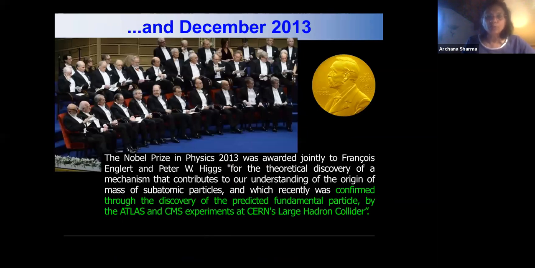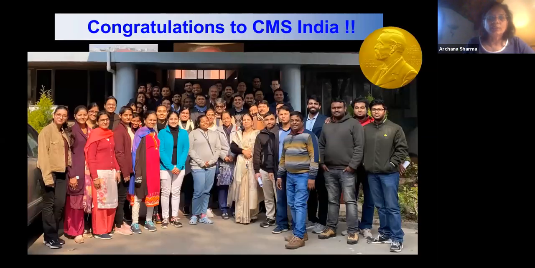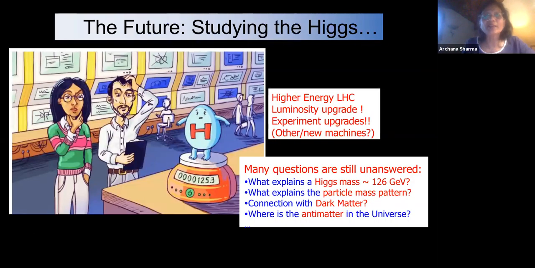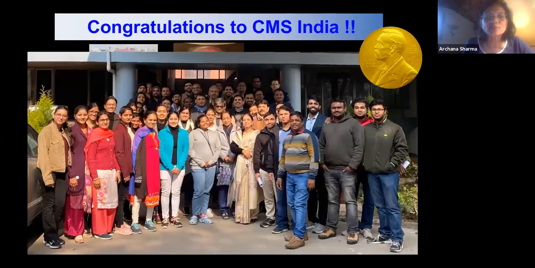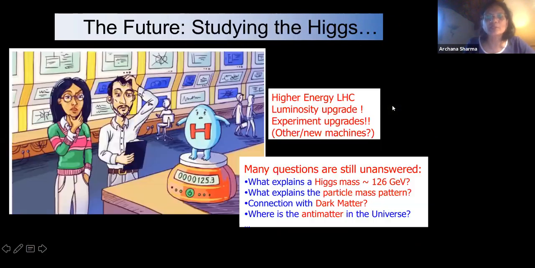And in December 2013, the Nobel Prize was given with the mention of the discovery of the predicted fundamental particle by the ATLAS and CMS experiments at CERN's Large Hadron Collider. So you see, in 1964, the equations were made, but then it needed instruments and sensors and electronics and algorithms and so on, and people, of course, to actually confirm the theory. So this is just my colleagues from India who worked on this. I might as well show you. This is a big contingent of people who have been working from India in this experiment. So now we are very busy understanding how this Higgs boson behaves and how it connects with dark matter.